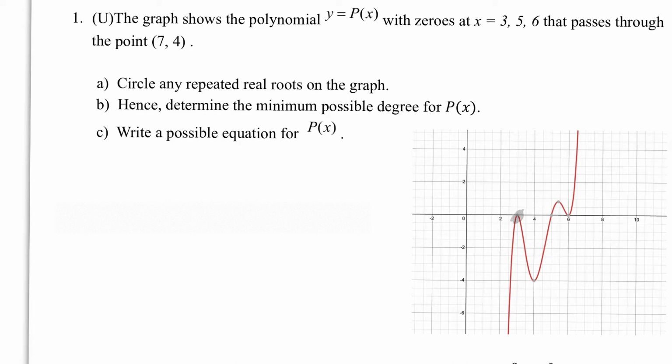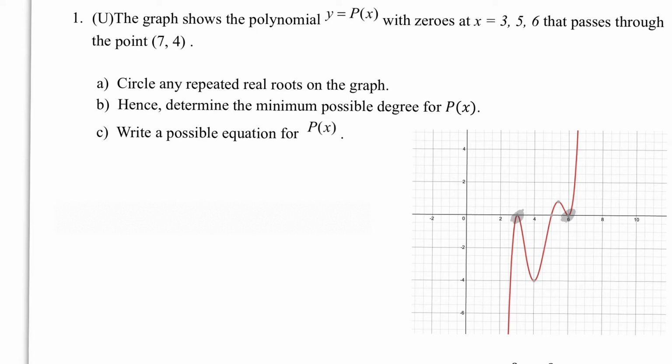I'm going to go ahead and do this with a sort of a highlighter here. I got this one, and I got this one. Both of those represent repeated roots because we have a bounce off of the x-axis. Okay. Now, given that, what is the minimum possible degree?